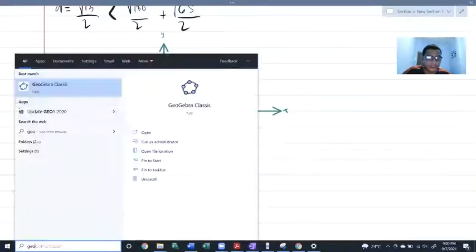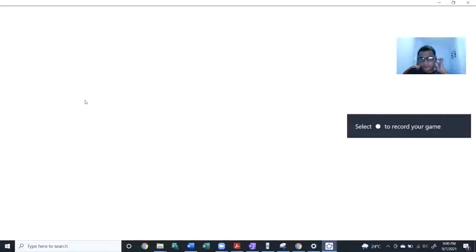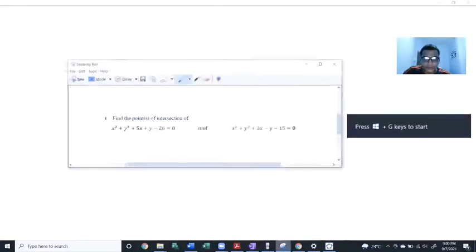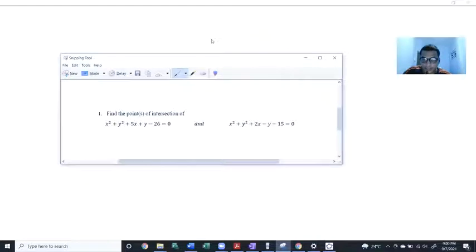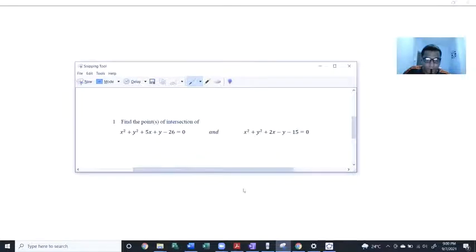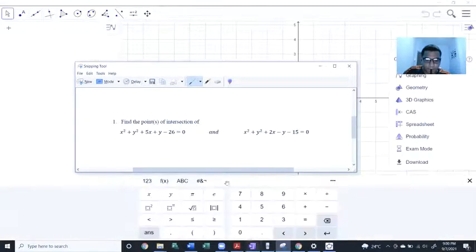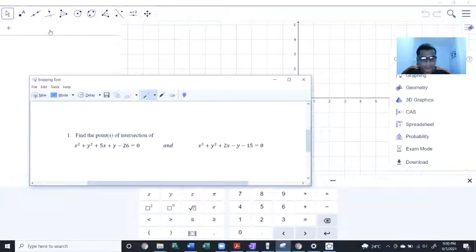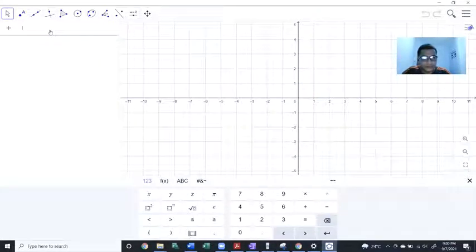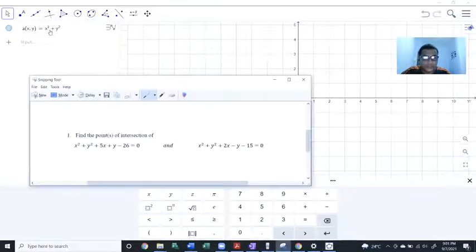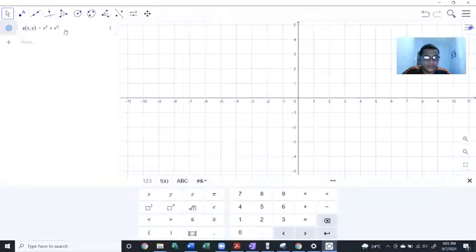Okay. Ano nangyari sa atin? So, ito yung given na equation natin. Yan. So, mabilis na ito. X squared plus y squared plus 5x. No, 5x plus 1 minus 26 equals 0.